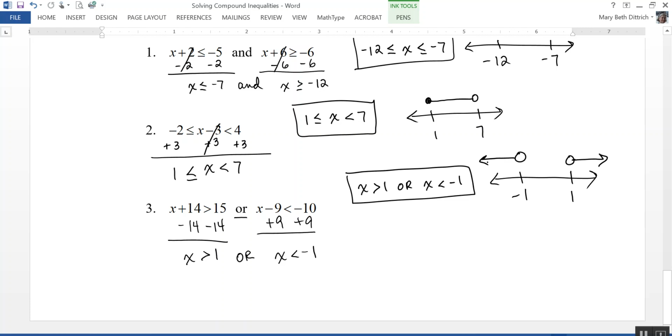So in this video we took a look at how to solve a compound inequality. Remember that a compound inequality is two inequalities that are joined by the word and or or. If it's an and, you're looking for the values of x that make both of those inequalities true. If it's an or inequality, you're looking for the values of x that make either one or the other of the inequalities true.